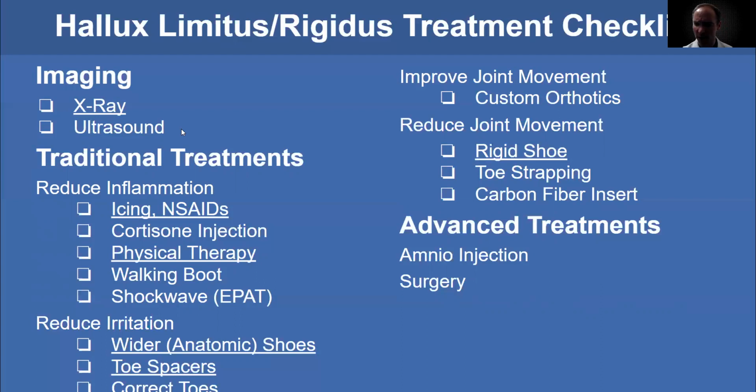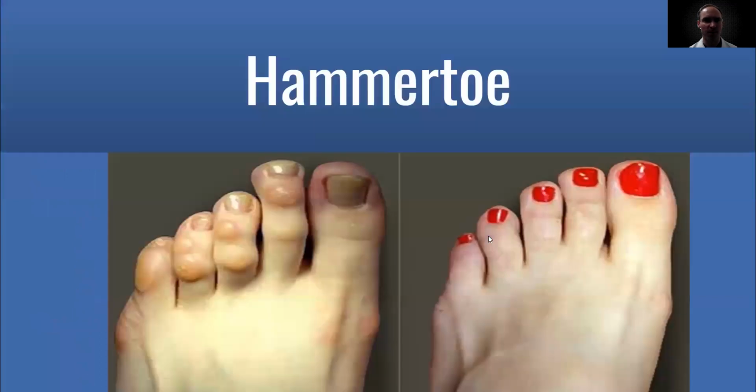Doing a wider shoe can help as well, like an anatomic shoe, and then Correct Toes can be helpful as well. Custom orthotics as well can be helpful, and a rigid shoe can be helpful. I like a carbon fiber insert that just helps reduce the movement in that area. And then there are some advanced treatments like surgery for fusing the joint or other types of things with the joint.